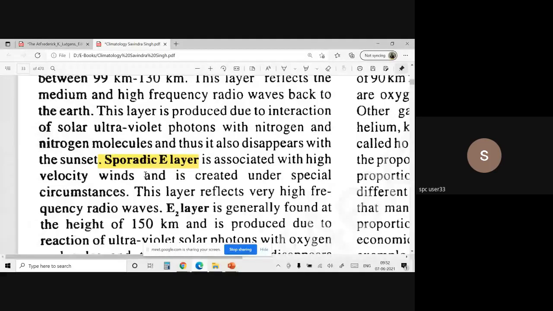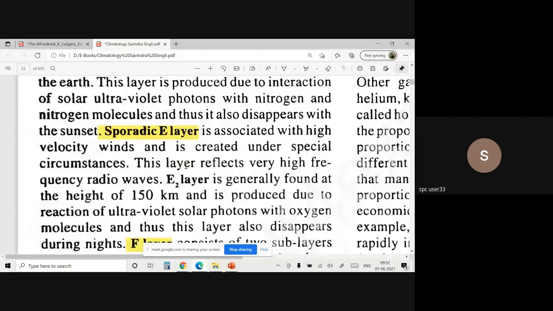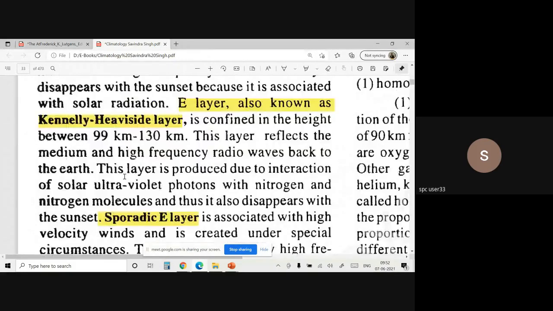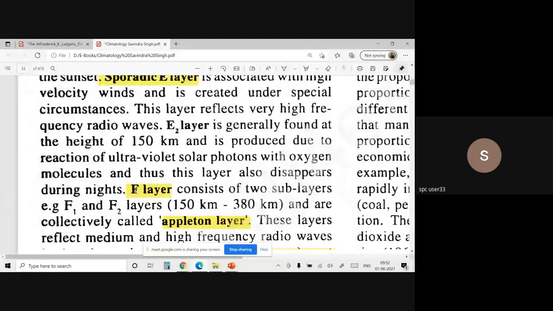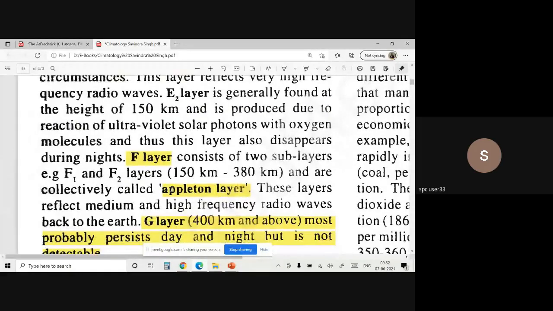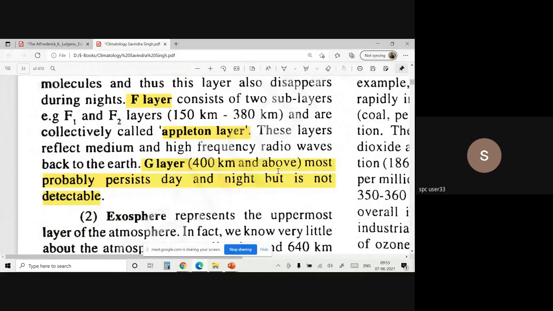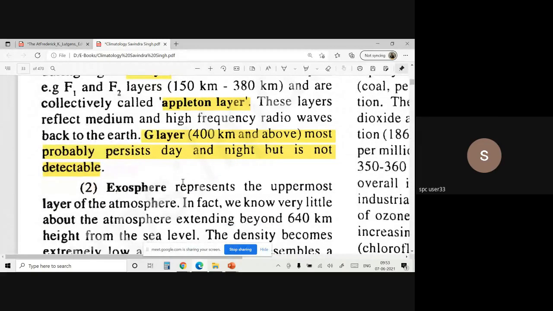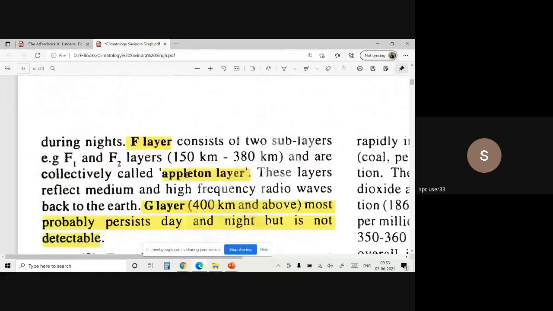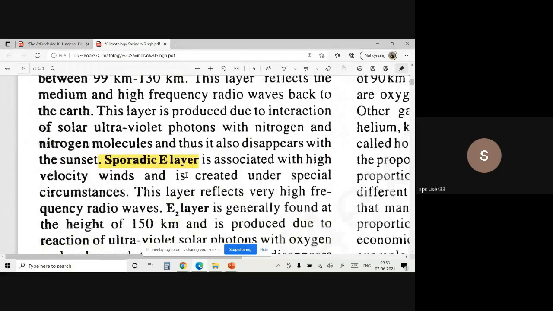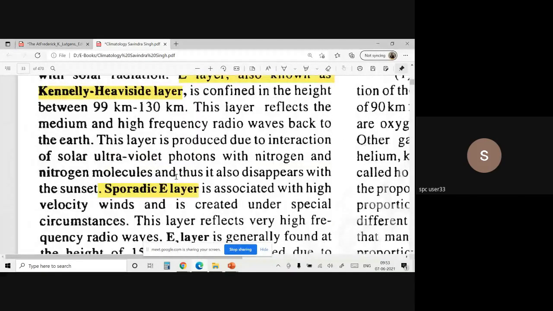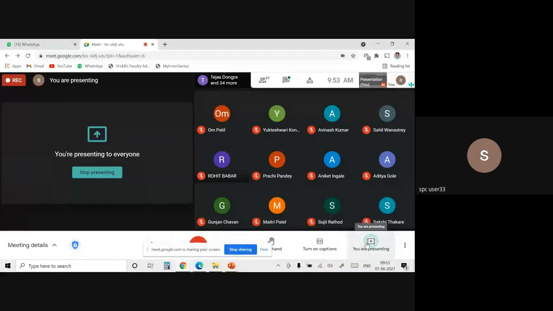That's very interesting. And then you have the sporadic E layer, which is associated with high velocity winds that create special circumstances. This is the auroras. This layer reflects very high frequency radio waves. So the earlier one is low, this is medium, and this is high frequency. And then you have the F layer, which consists of two sublayers, F1 and F2, collectively called the Appleton layer. These layers reflect medium and high frequency radio waves back to the Earth. And then you have the G layer, which is 400 kilometers above, most probably persists day and night, but is not easily detectable. That's what I wanted to bring to your notice from the text, because we tend to miss out these minor points in an e-lecture, I would say. So I would come back here and take you back to my presentation.